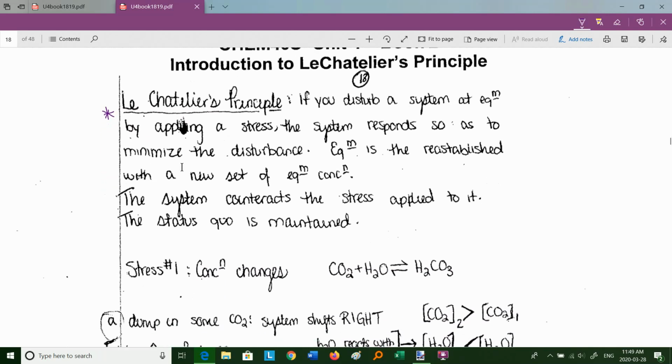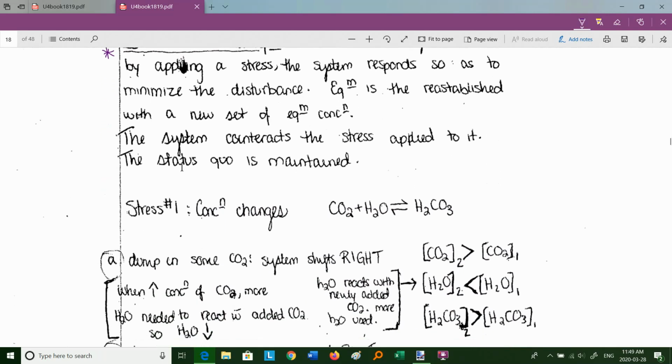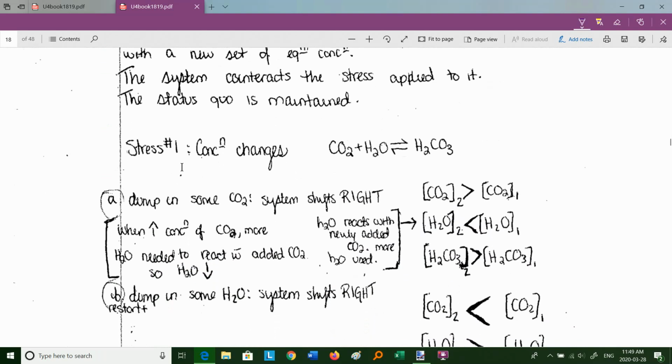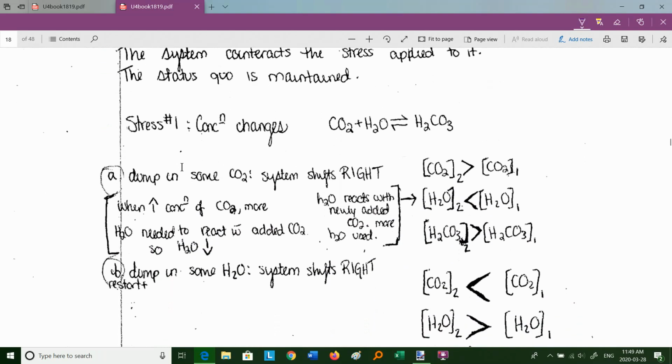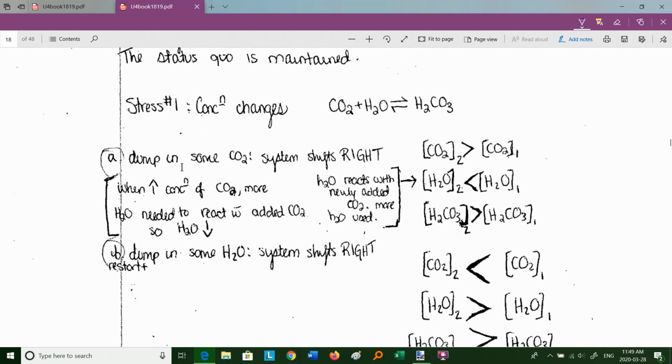Okay, so what are some stresses we can look at? The first stress is what if we change the concentrations by dumping in or taking out reactants and or products? So let's use this example here: CO2 plus H2O goes to H2CO3. And let's just assume that you're at a high enough temperature that they're all gas phase processes.